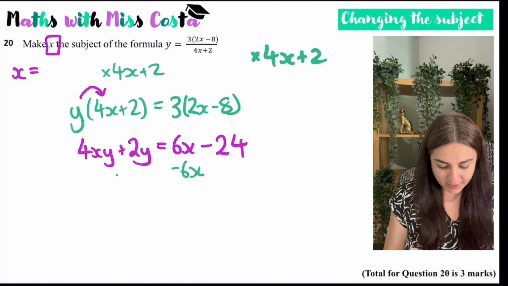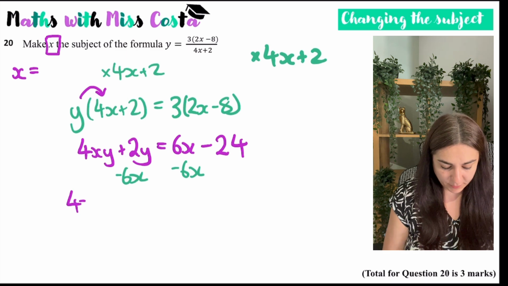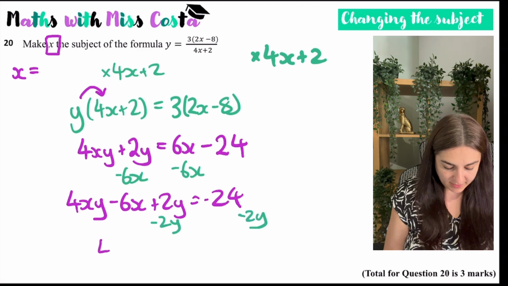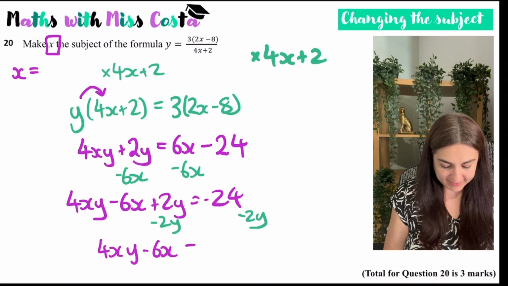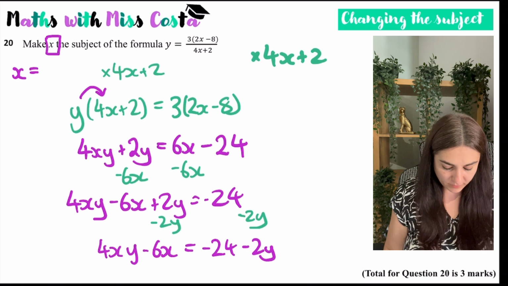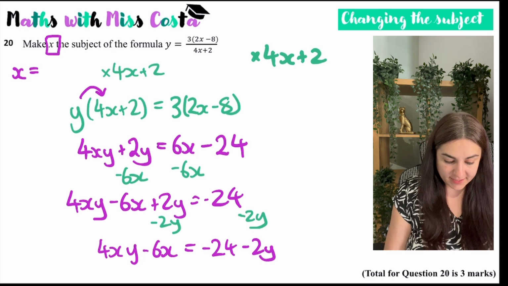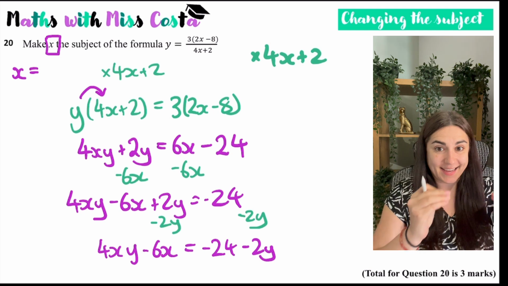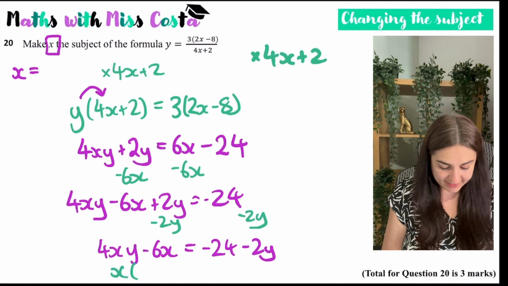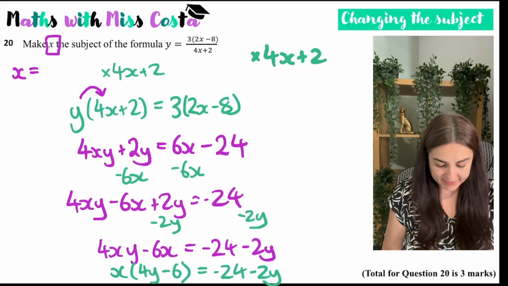So if I first subtract 6x from both sides, I'd be left with 4xy, take 6x, plus 2y equals minus 24. And then I could just move the y. So I'd be left with 4xy minus 6x equals minus 24 minus 2y. And then I can factorize. So I want to factorize the x out so the x can be on its own. So that would be x on the outside, 4y take away 6 equals minus 24 minus 2y.